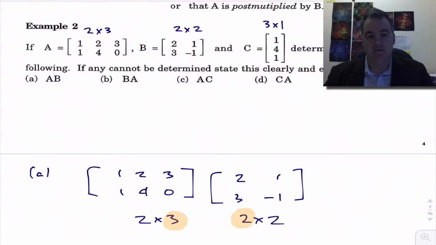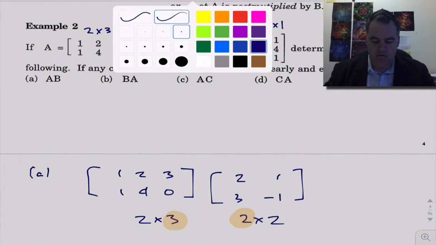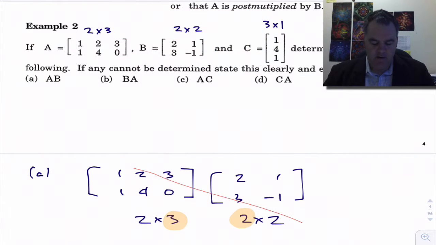In this case, not the same. So we cannot multiply A and B together. It will not work. Could we multiply B and A? Let's go for it now.